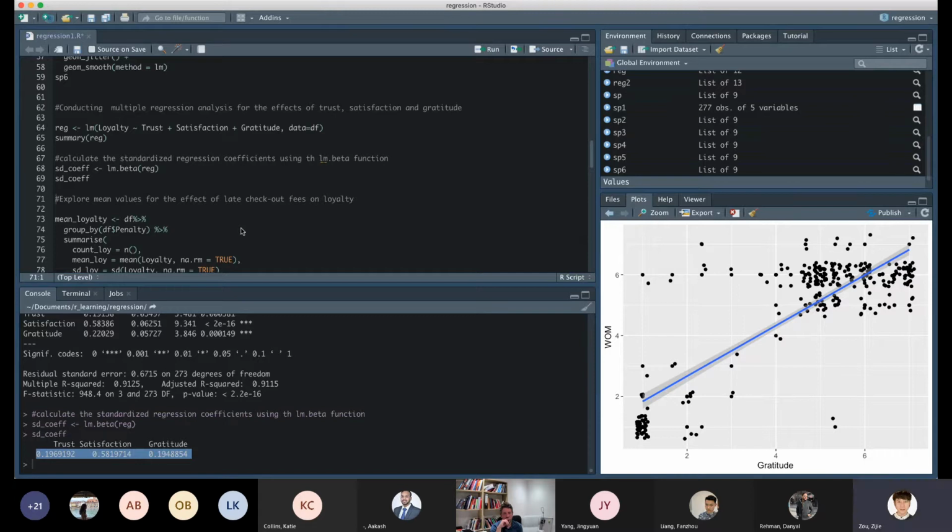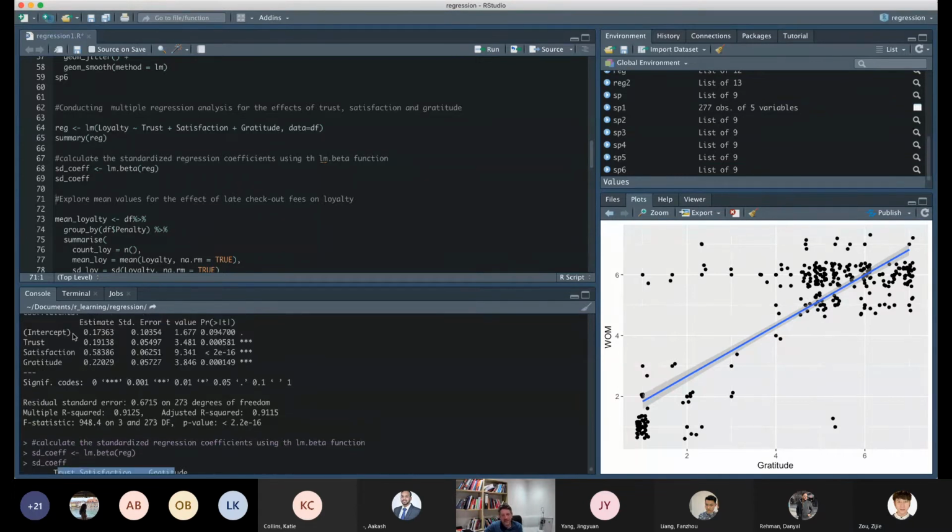So the results of the LM beta function seem like there is a little difference from the LM function, the regression coefficient. So which function do we need to use? Yes, they're slightly different. As I said, those are standardized. Usually when you have variables like this, you would use the unstandardized coefficients, because that's the original measurement unit, and it's quite straightforward to interpret.